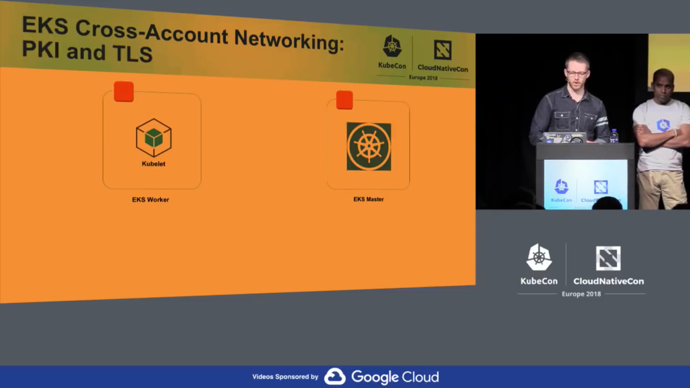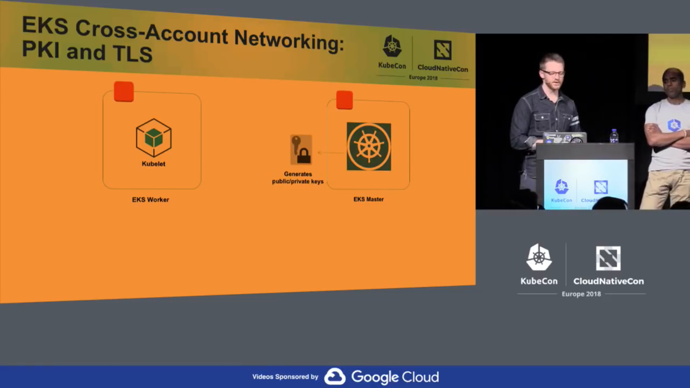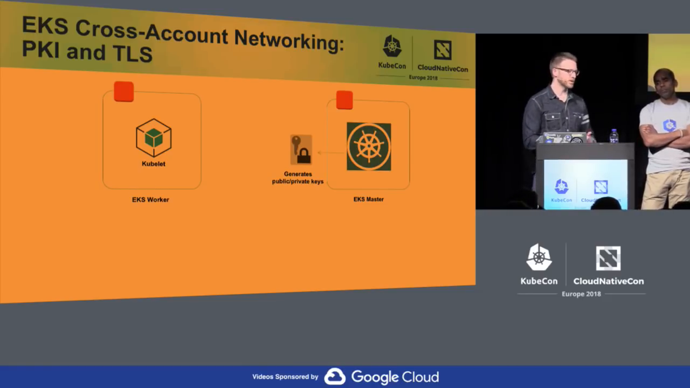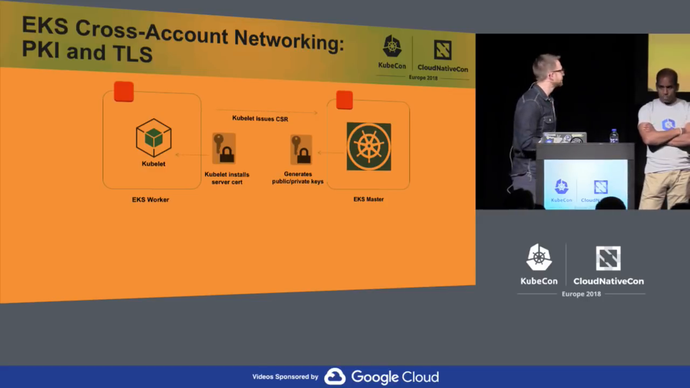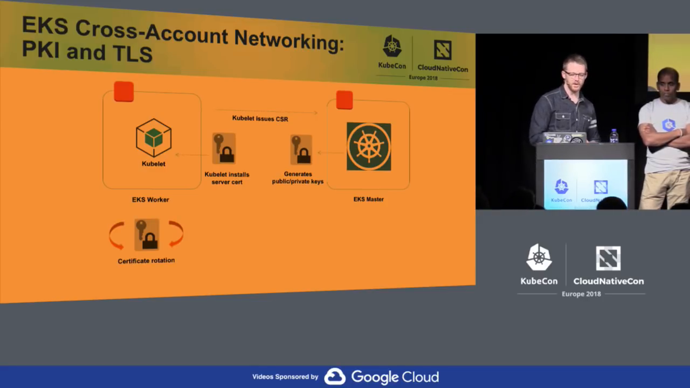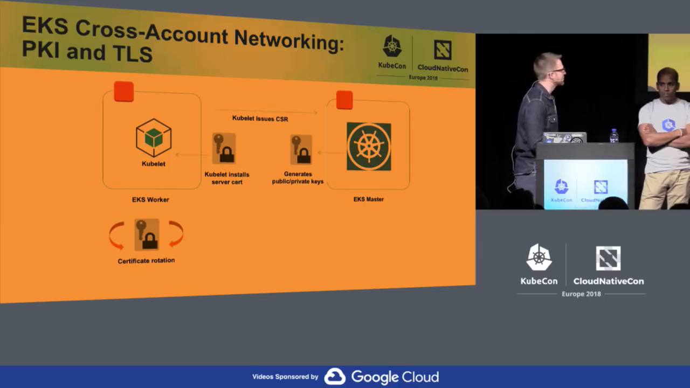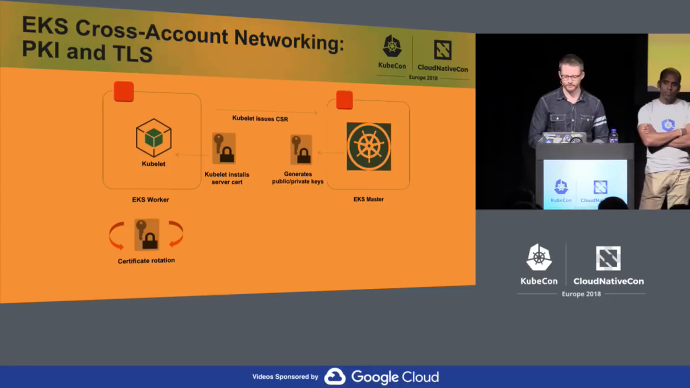A little bit more about that. We configure every EKS cluster as its own CA. We're using the built-in Kubernetes CA mechanism, and we generate public and private keys upon cluster creation. When kubelets check into the cluster, they issue a certificate signing request, and we return a server cert that it installs. Nothing super fancy here, but we do have certificate rotation on that, so you can ensure that the cert the kubelet is running is up to date and secure.